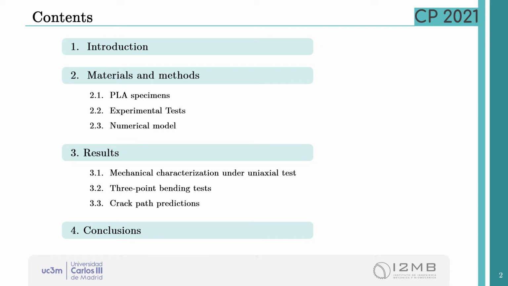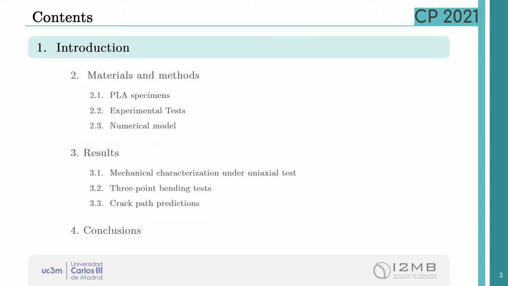This slide shows the contents of the presentation. I will start with a brief introduction, following with the methodology, and finally with results and conclusions. As I said, firstly, a brief introduction about 3D printing.